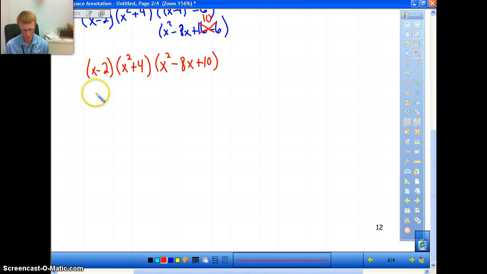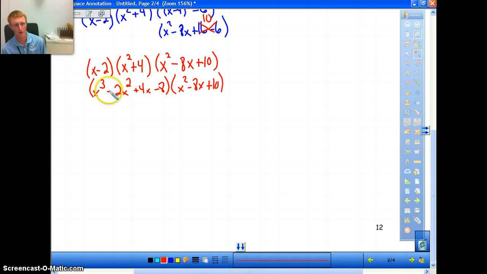So multiplying these two together, we get x to the third minus 2x squared plus 4x minus 8. And then we're going to take this and multiply it by our x squared minus 8x plus 10. And the only thing you've got to be careful of here is make sure you're doing your exponents correctly.